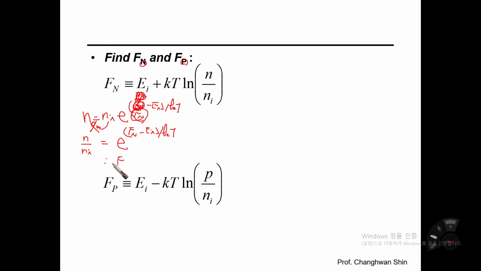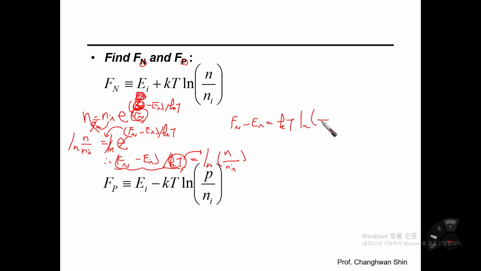And then, (Fn minus Ei) over kT is equal to, take a logarithm, so ln, here, and then n over ni. And then kT move to the right hand side, so Fn minus Ei is equal to kT ln n over ni. There we go. So quasi-Fermi level Fn is Ei plus what? kT ln n over ni.